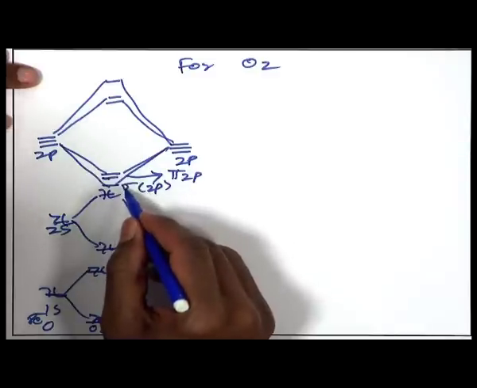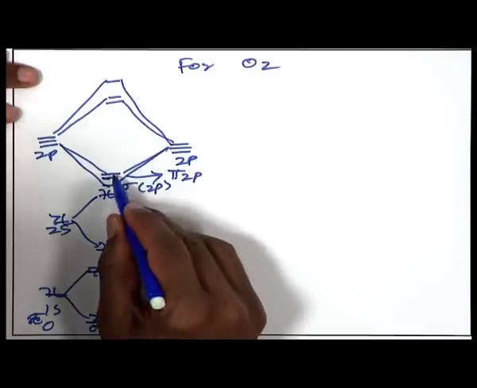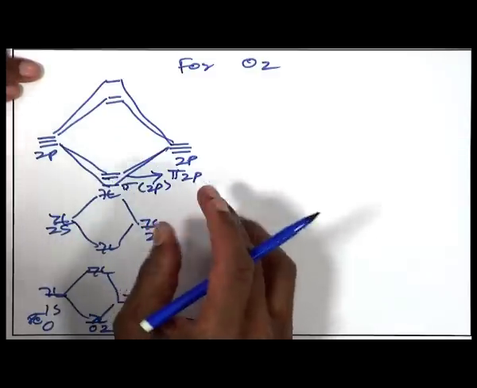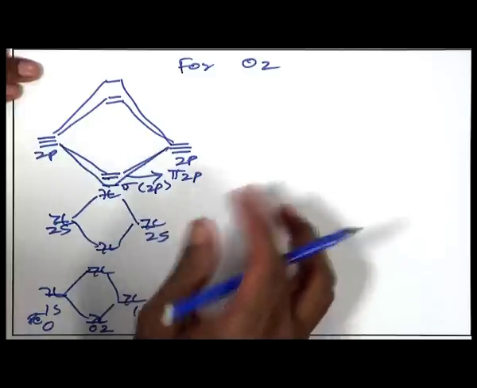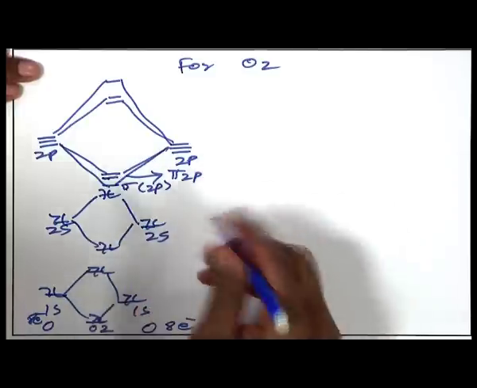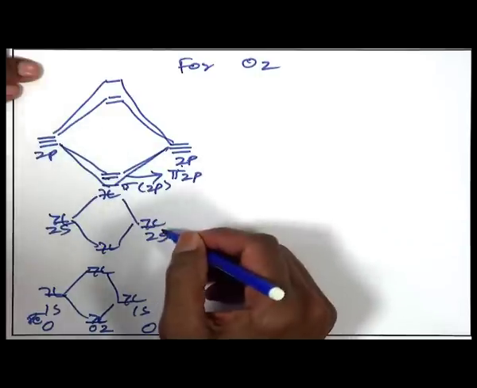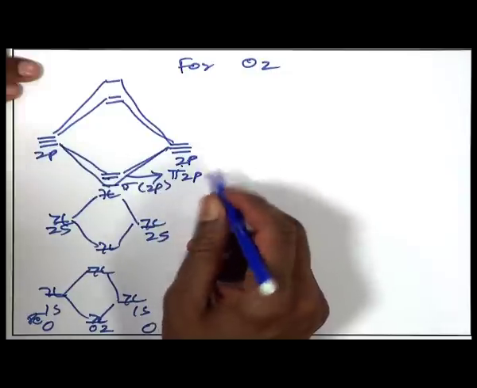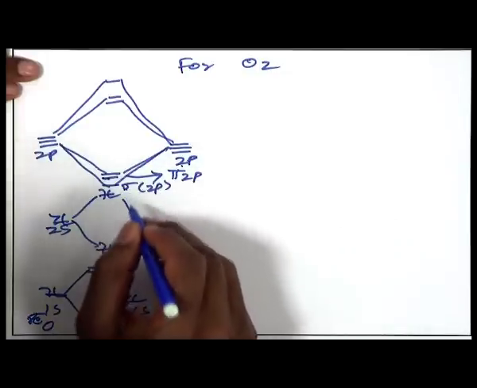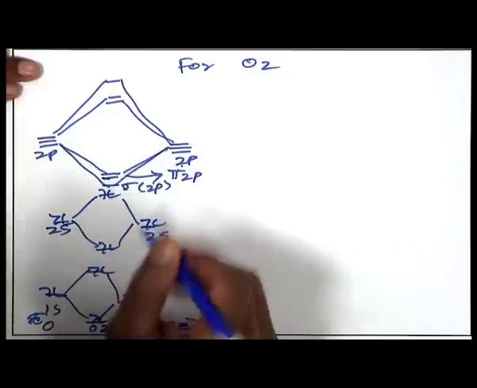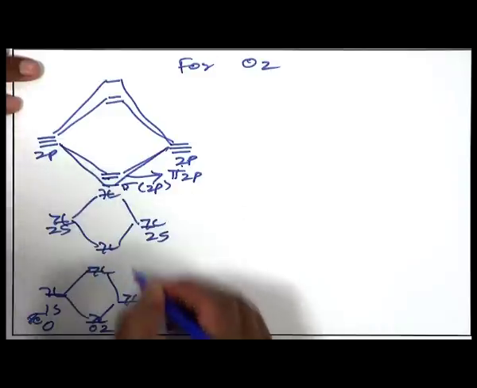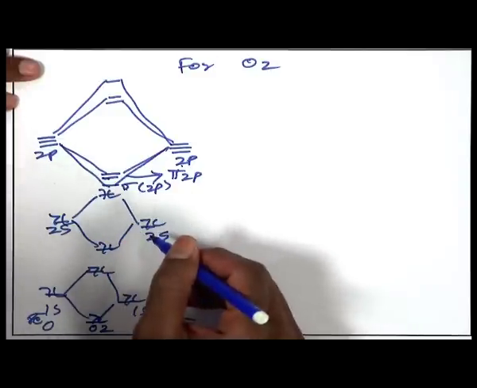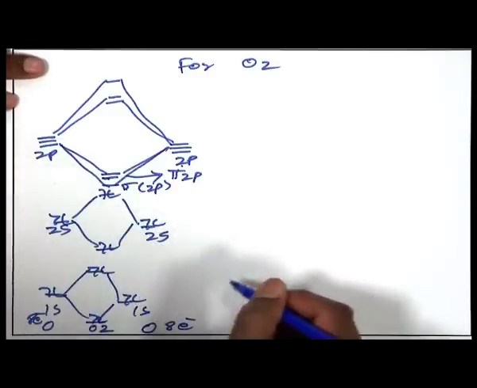Now, you see here the sigma orbital is lower in energy compared to the pi orbital, because the nuclear charge is more for O2. As a result, there is no mixing between the 2s and 2p orbitals. When there is no mixing, the sigma orbital is lower in energy compared to the pi orbital. So, you have to fill up this diagram using the number of electrons.